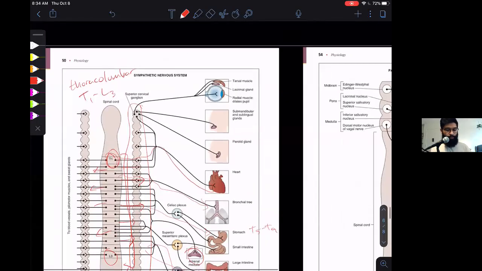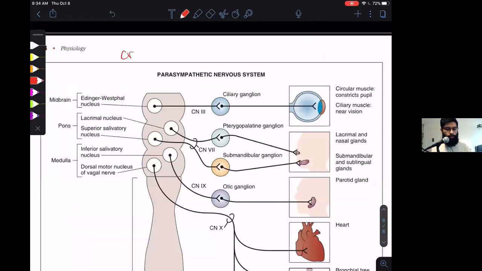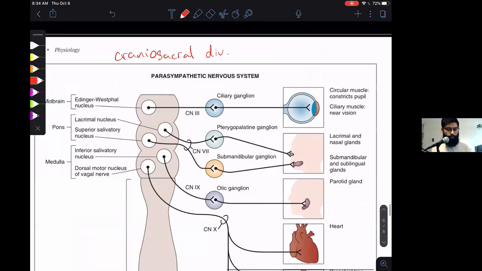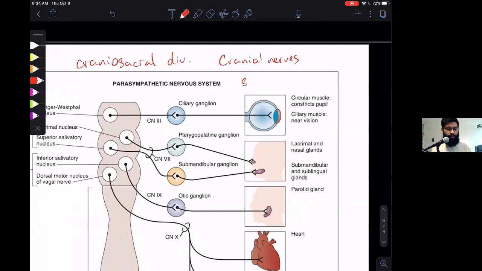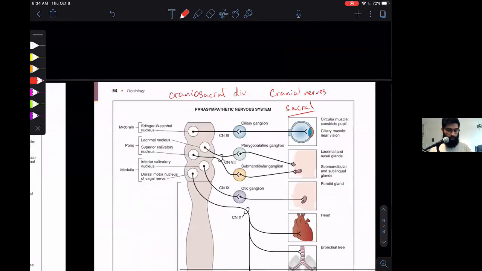Just like that, the parasympathetic is called the craniosacral division. And the reason is because it is made up of cranial nerves and nerves that exit the sacral region of your spinal cord. And you can see that here. So looking first at the cranial nerves.